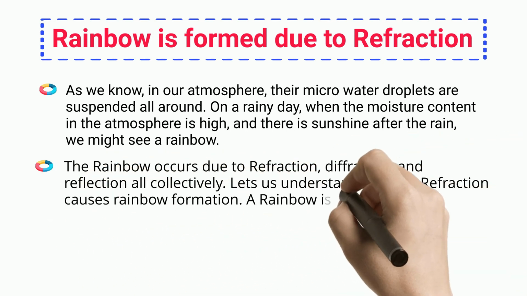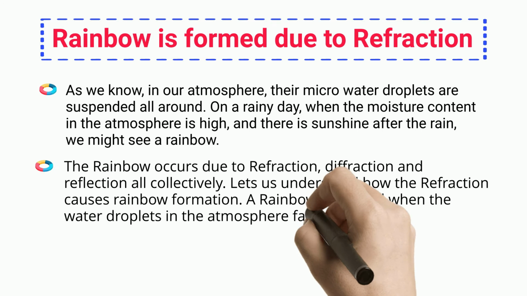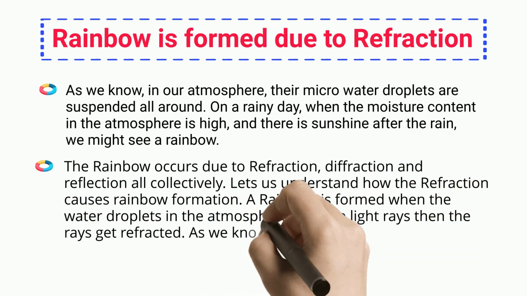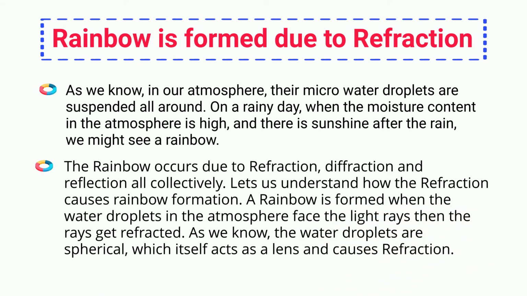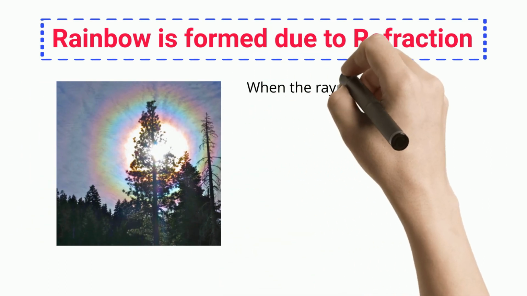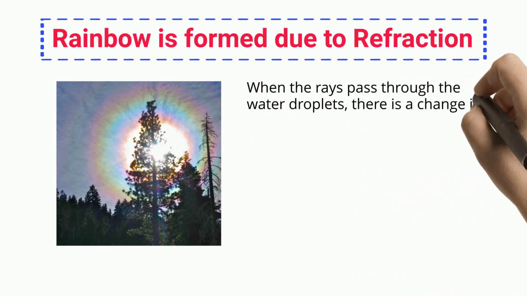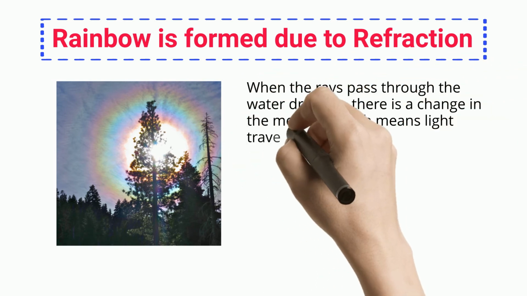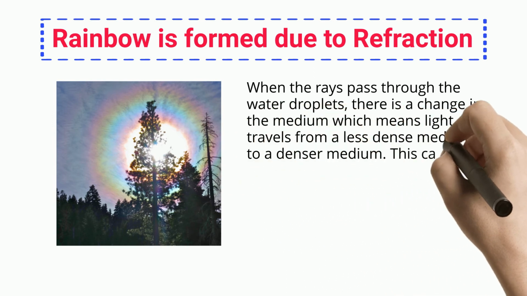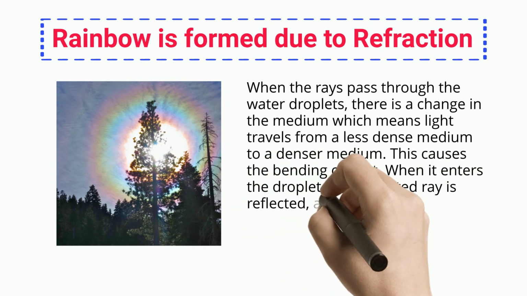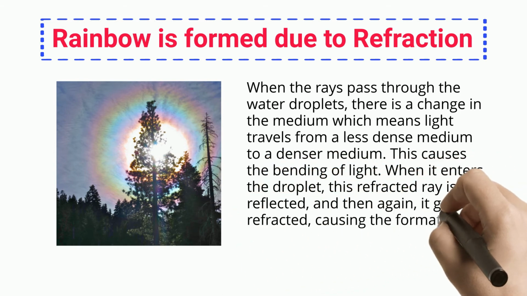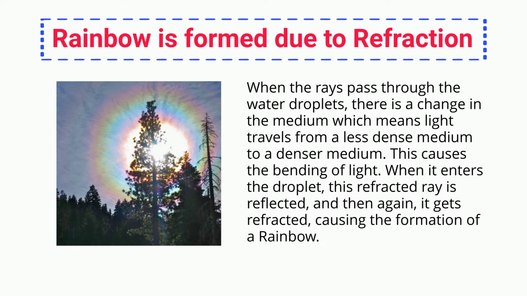Let us understand how the refraction causes rainbow formation. A rainbow is formed when the water droplets in the atmosphere face the light rays, then the rays get refracted. As we know, the water droplets are spherical, which itself acts as a lens and causes refraction. When the rays pass through the water droplets, there is a change in the medium, which means light travels from a less dense medium to a denser medium. This causes the bending of light. When it enters the droplet, this refracted ray is reflected, and then again it gets refracted, causing the formation of a rainbow.